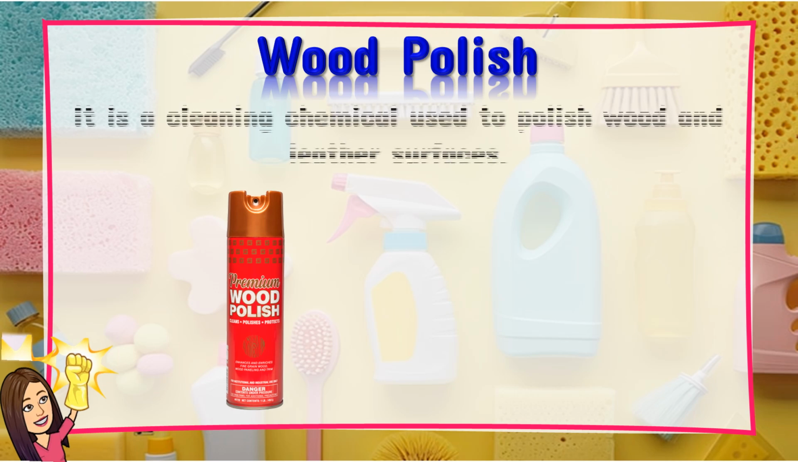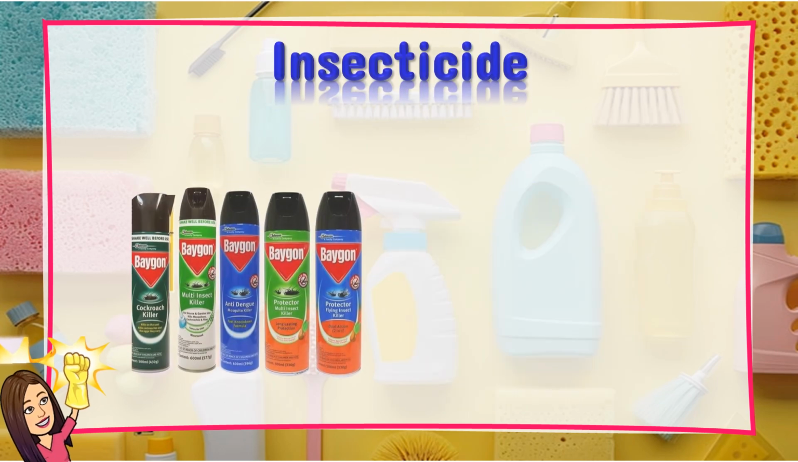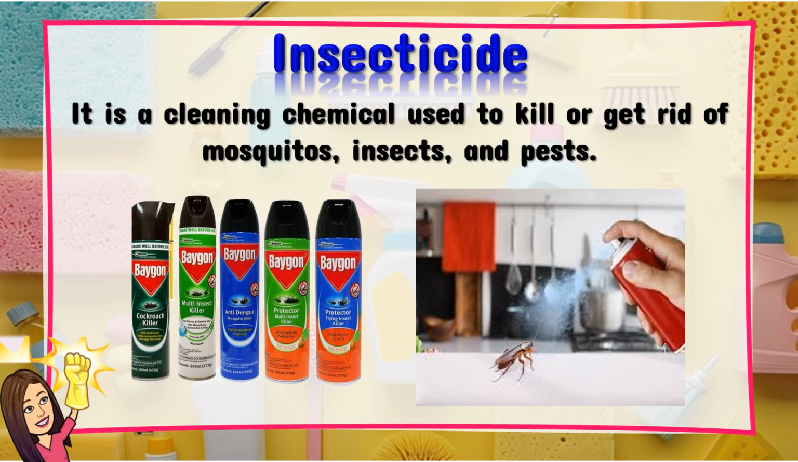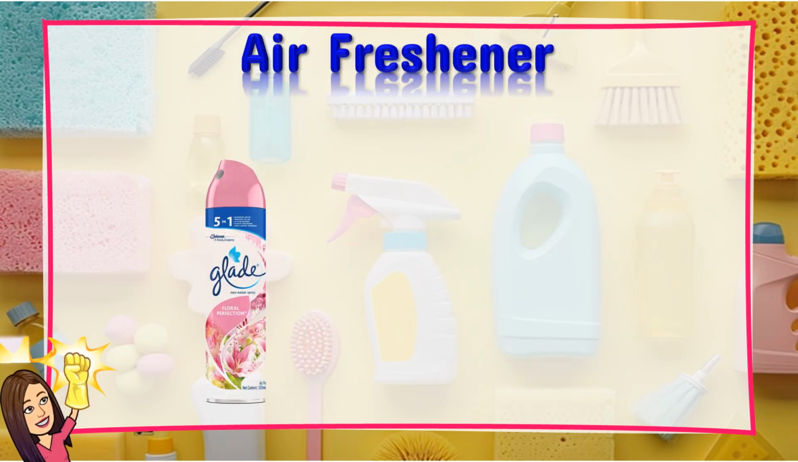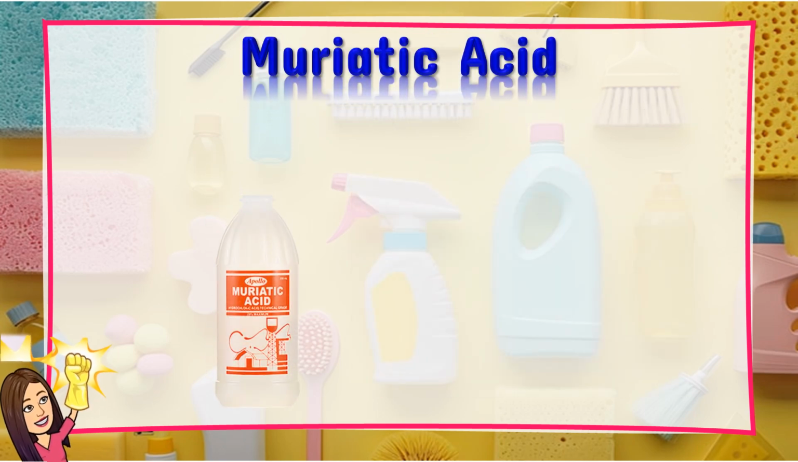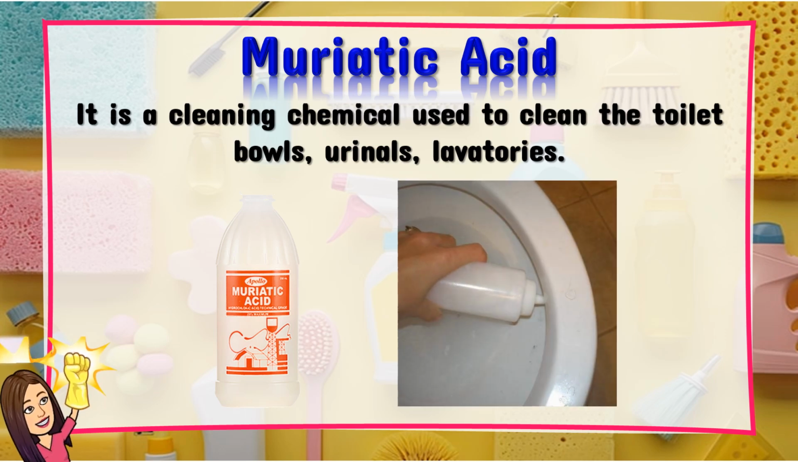Wood polish. It is a cleaning chemical used to polish wood and leather surfaces. Insecticide. It is a cleaning chemical used to kill or get rid of mosquitoes, insects, and pests. Air freshener. It is a cleaning chemical used to remove foul odor. Muriatic acid. It is a cleaning chemical used to clean the toilet bowls, urinals, and lavatories.